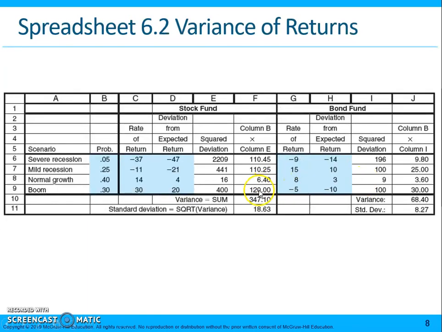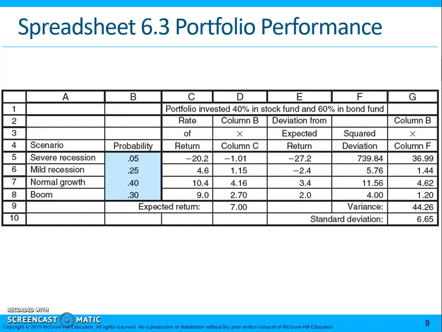If you recall, we had a standard deviation on the bond fund of 8.27%, and then a standard deviation on the stock fund of 18.63%. We've created a portfolio with a higher rate of return than the bond fund with a lower standard deviation. So we can see the benefits of diversification here. The next page will give us an idea of why we were able to achieve this with this combined portfolio.